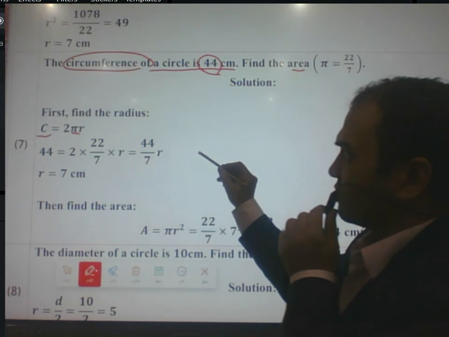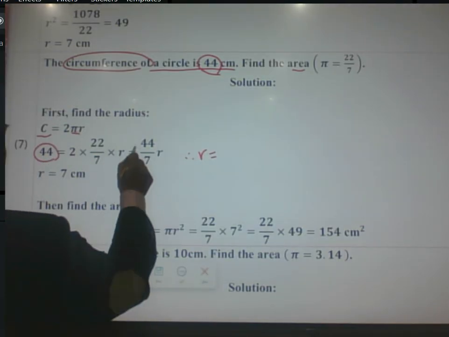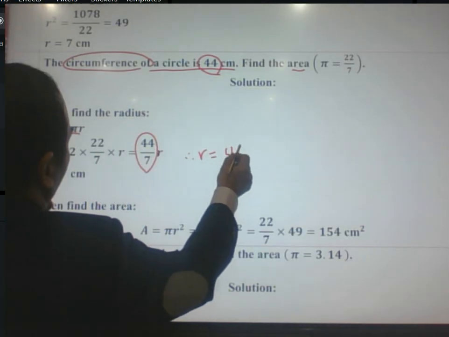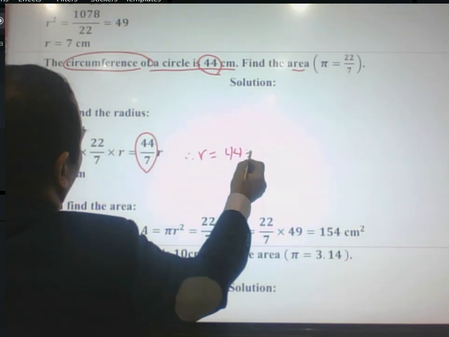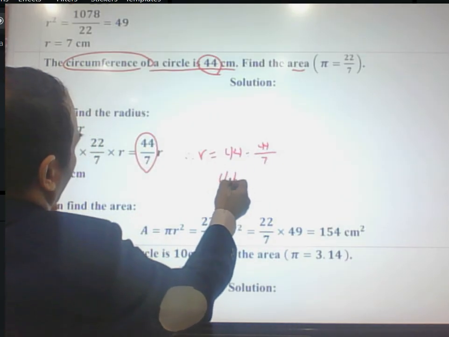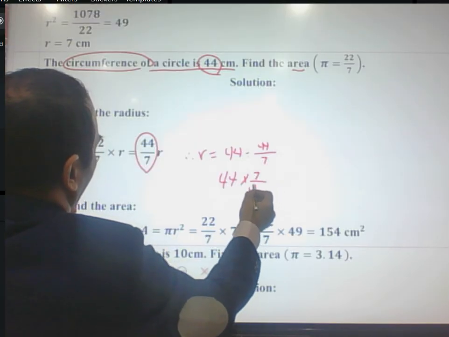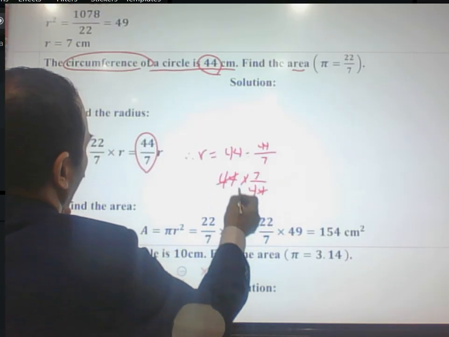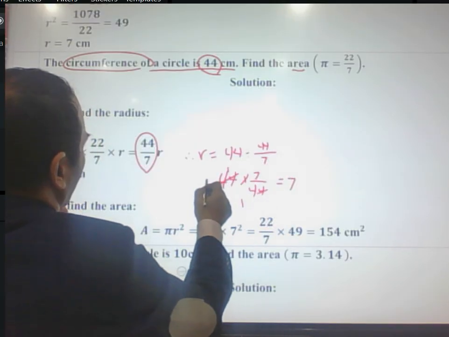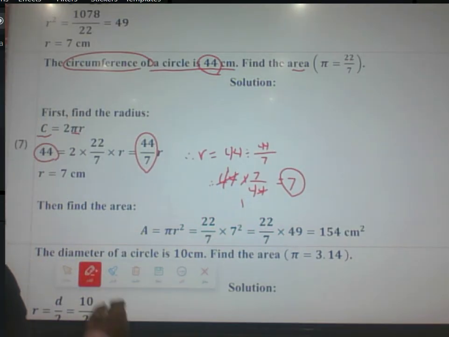Then the radius, you can write radius equals 44 divided by the coefficient of r, 44 divided by 44 over 7. And then write 44 times the reciprocal of this fraction, which is 7 over 44. 44 divided by 44 equals 1. 1 times 7 equals 7. Then the radius will be 7 centimeters.